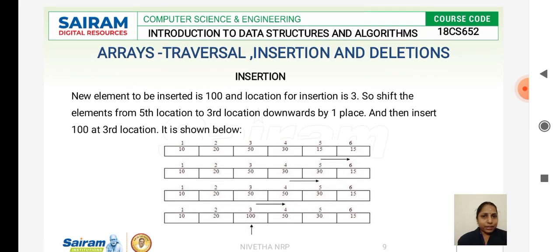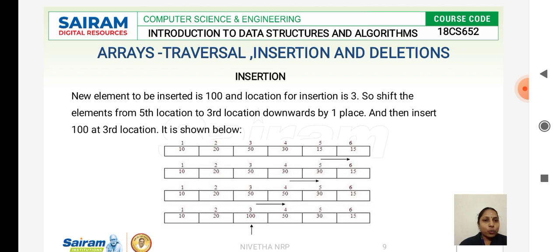We'll see an example here. Here we have a set of data. Now we are going to insert 100 at the 3rd location. Initially we have 10, 20, 50, 30, 15, 15, and at the 3rd location 50 is there. Now what I want to do is insert 100 in the 3rd location. So the first step is to move my existing element from the 3rd location to the next location.